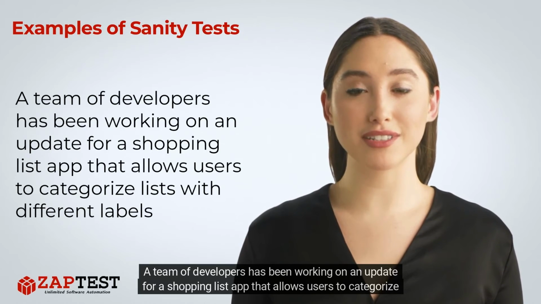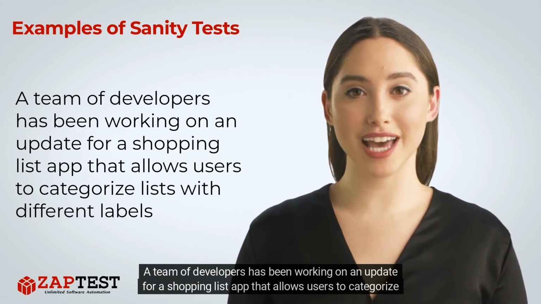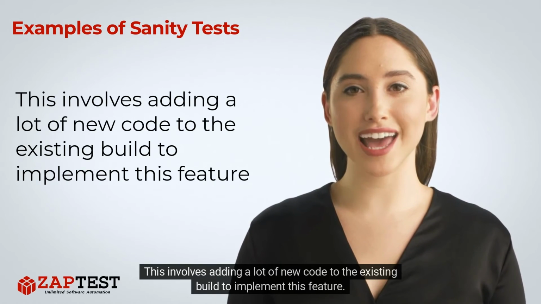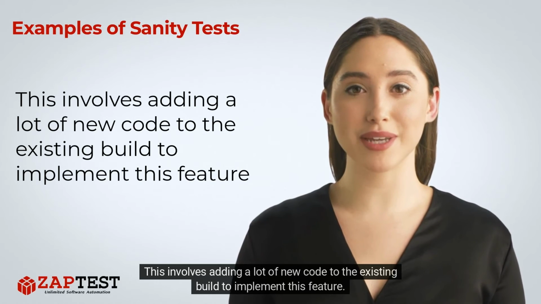2. Sanity testing after modifications. A team of developers has been working on an update for a shopping list app that allows users to categorize lists with different labels. This involves adding a lot of new code to the existing build to implement this feature.